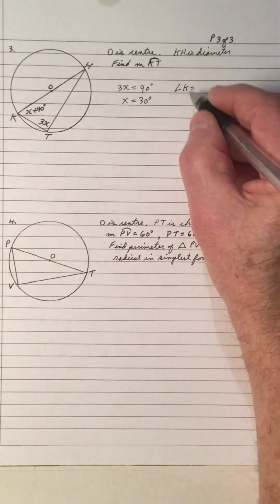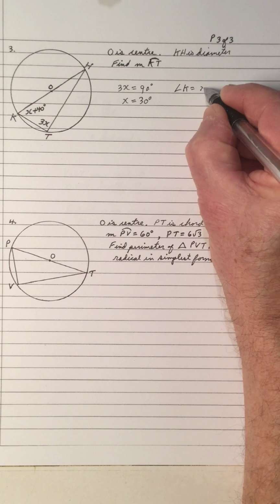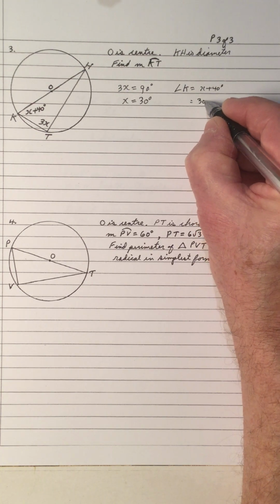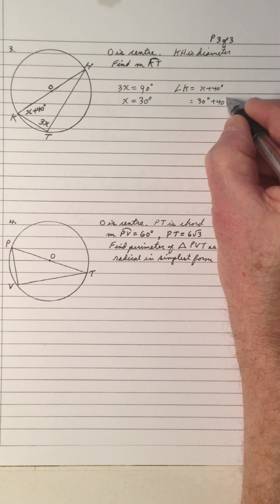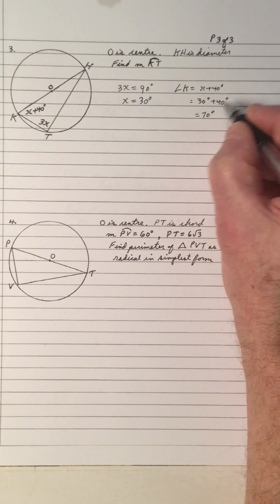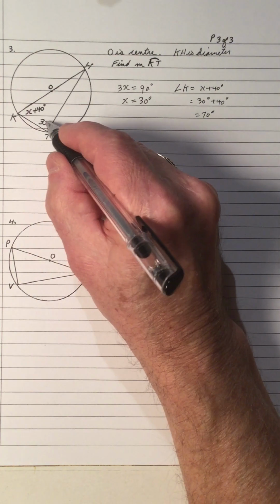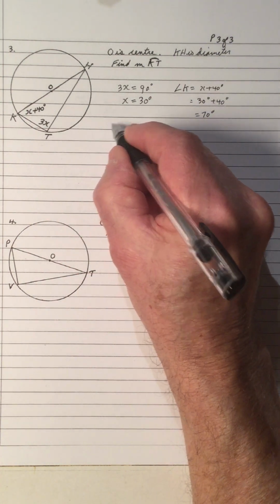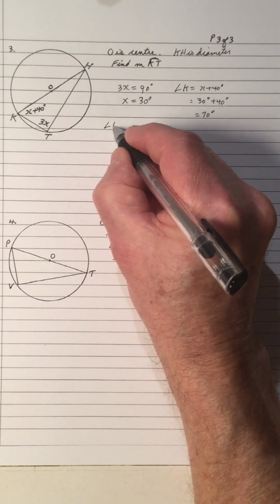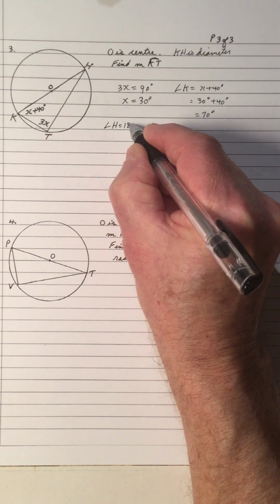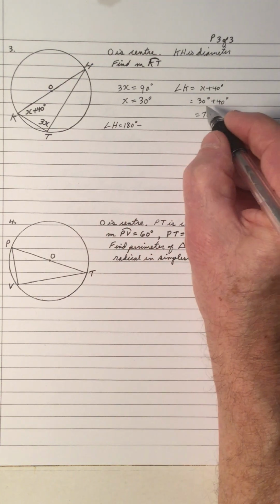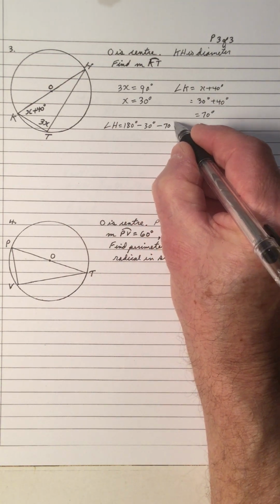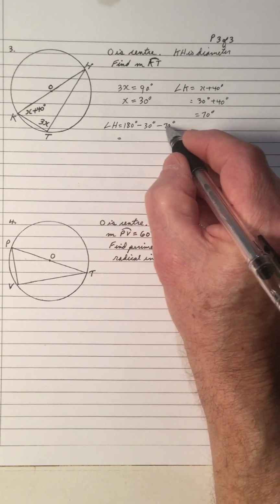So let's get angle K, which is x plus 40. So x is 30 degrees plus 40. That's 70. So this angle is 70. This angle is 90. The angles of a triangle add up to 180. So angle H is 180 minus the 30 minus the 70. So that's 100.